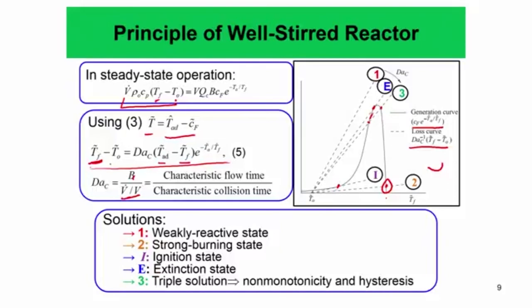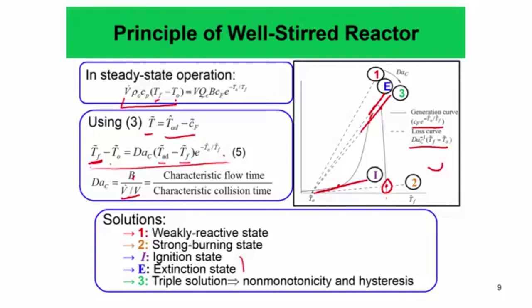Now you see that this is similar to the Semenov analysis of the ignition state, but in the Semenov analysis you did not have the extinction state because there was no turning of this curve, since Cf was not consumed. In those analyses we considered Cf tilde equal to 1, and here we do not have any restriction on Cf tilde. So this state 3 shows monotonicity and hysteresis, and it is not a stable state.